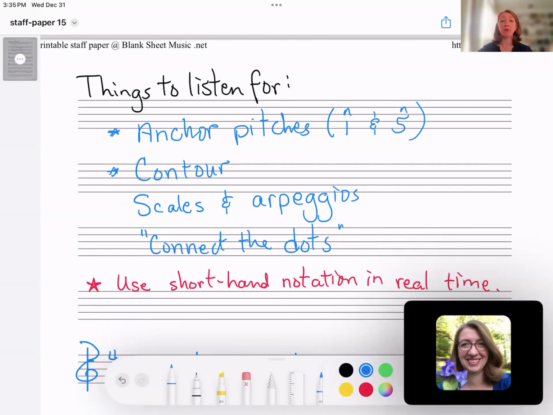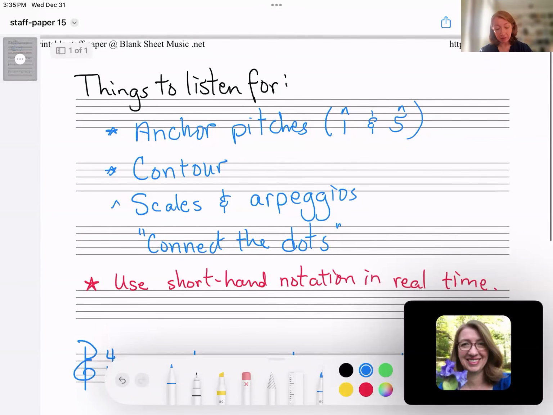The third thing I'm listening for are scales or scalar fragments and arpeggios. That's all there is in these melodies. Either I'm moving around by step or I'm leaping around by intervals that form some kind of an arpeggio. So we're going to practice that in our vocal warm-ups, and as I'm listening to my melody, I'm listening for scale fragments and arpeggios.